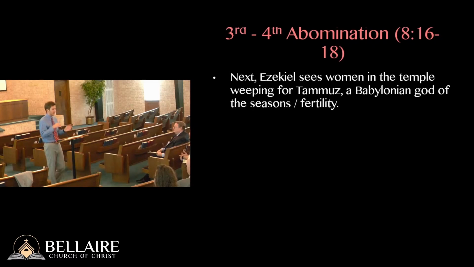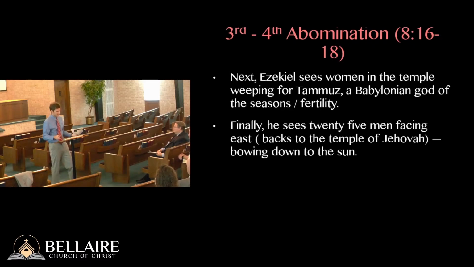There's some kind of story about a dying, seasonal kind of thing where the god would go away or die, and then you weep for them. They come back and bring the rains and stuff. And so here they are in the temple weeping for Tammuz, this Babylonian god. And then he sees 25 men in the temple courtyard, is the fourth abomination here.